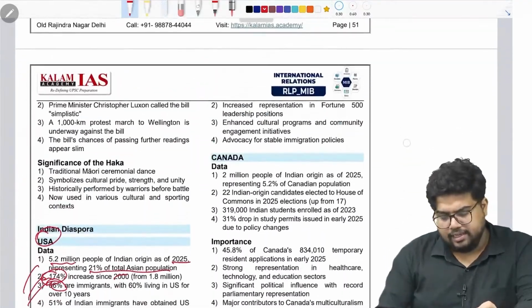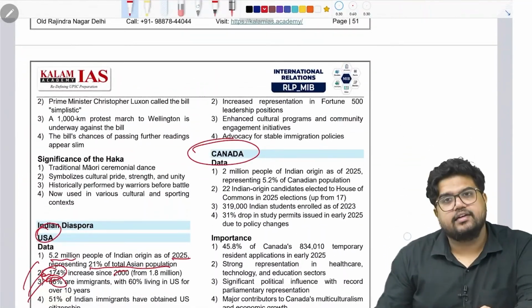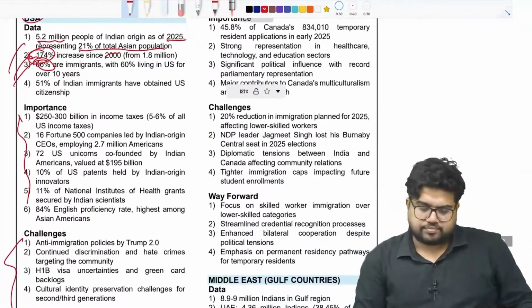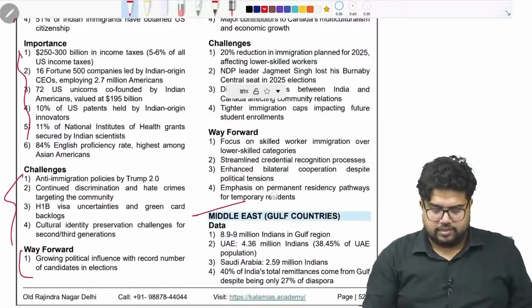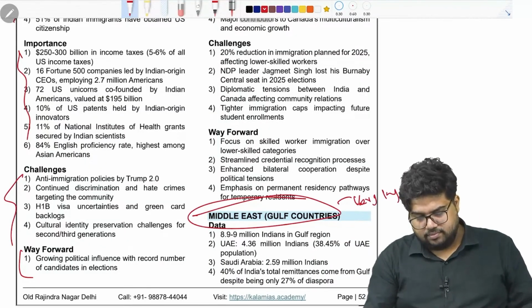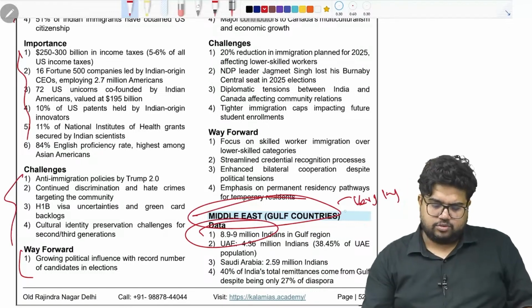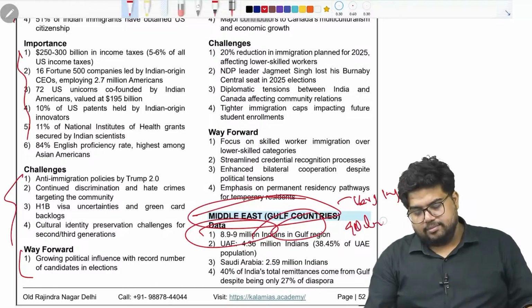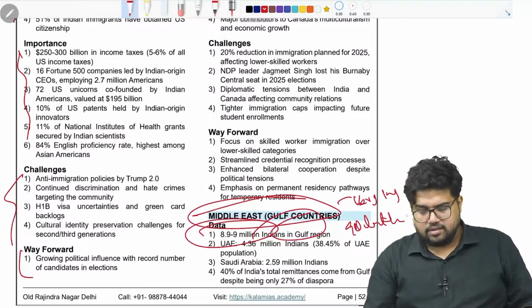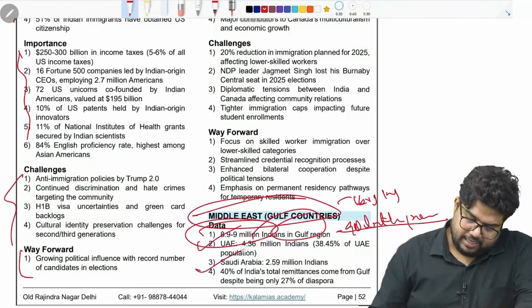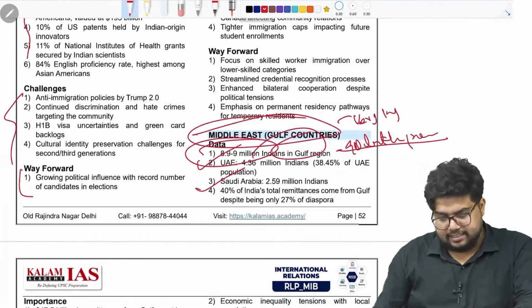Similarly we have arranged it for other countries also. Canada: what are the numbers, the significance, the issues faced and the way forward? For the Middle East, this becomes very important for this year. 8.99 million Indians are there in the Gulf, about 90 lakh, nearly 1 crore people. UAE and Saudi Arabia are the leading countries.